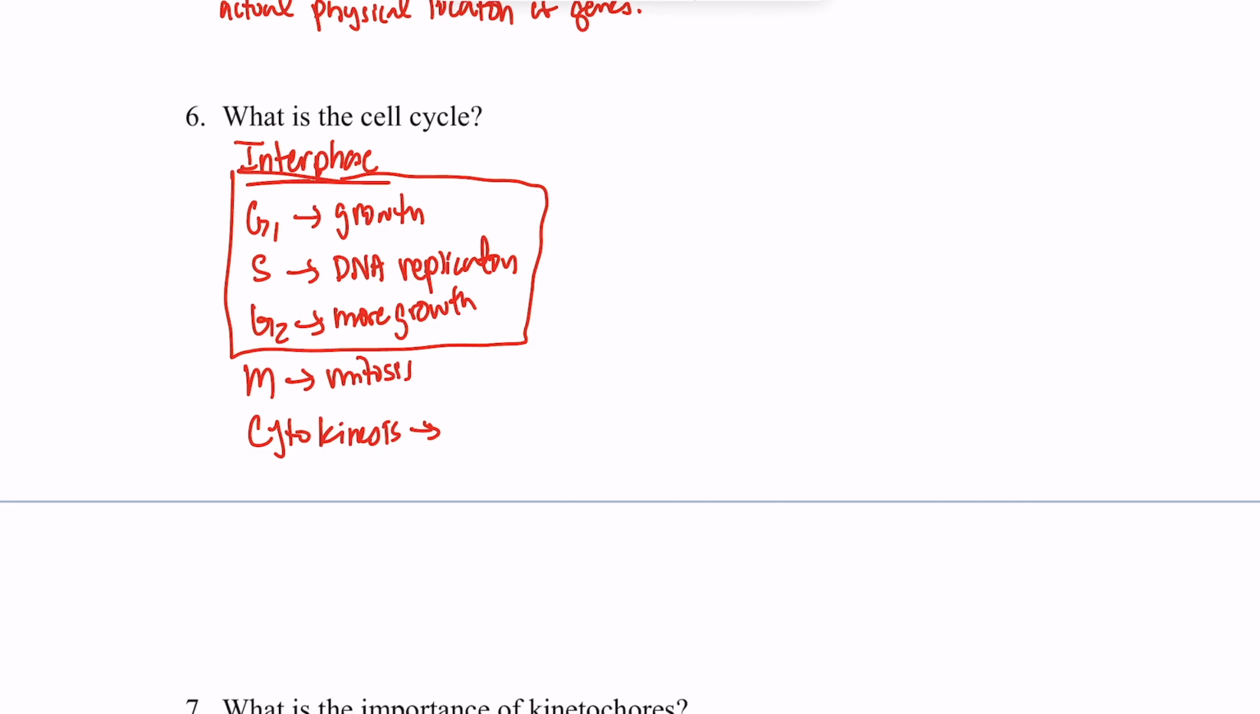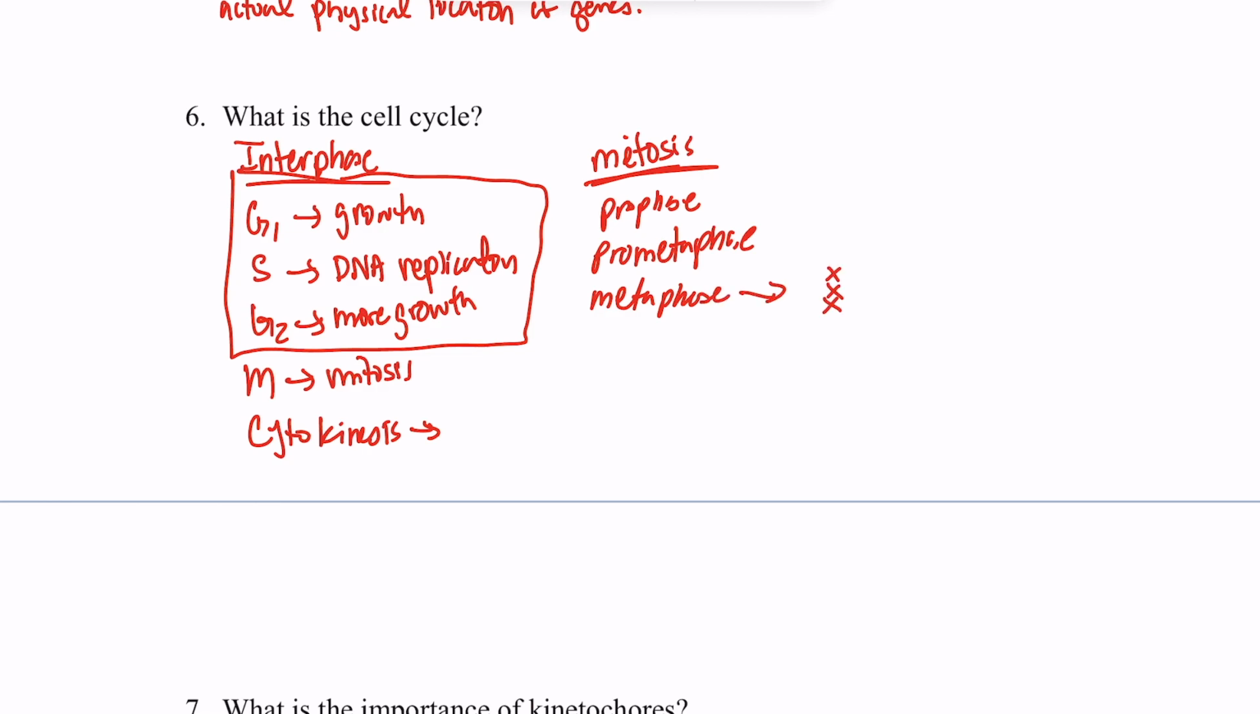And then again, let's just go over mitosis real quick, right? We have prophase. In the book, they talk about prometaphase. Depending on what textbook, sometimes they get lumped together. It's just prophase. And then metaphase, which is when they line up on the plate. And then we have anaphase, which is when they get pulled apart.